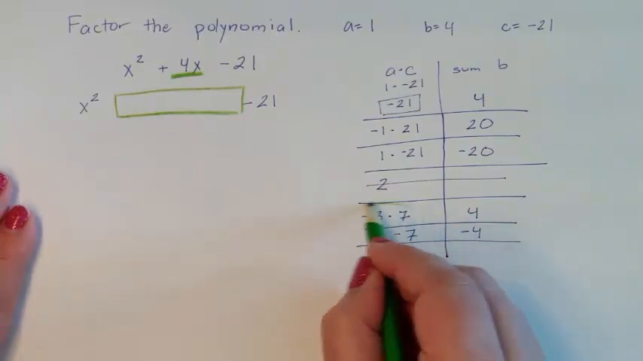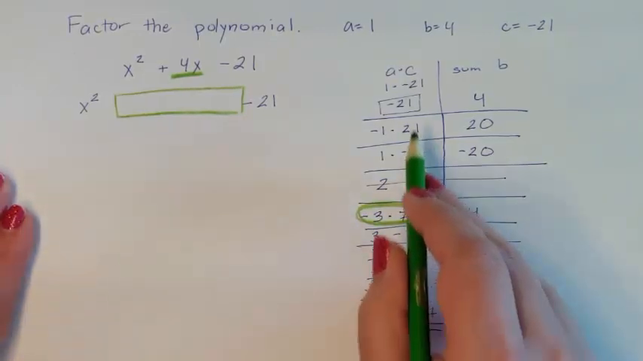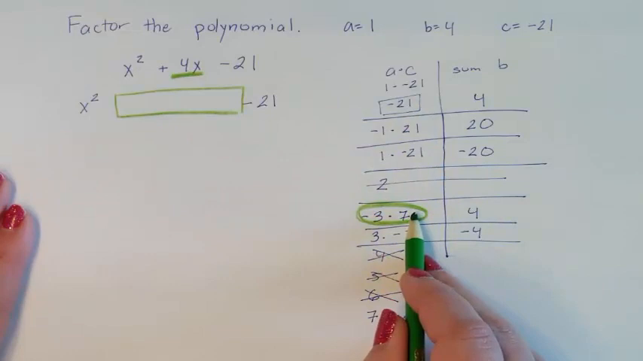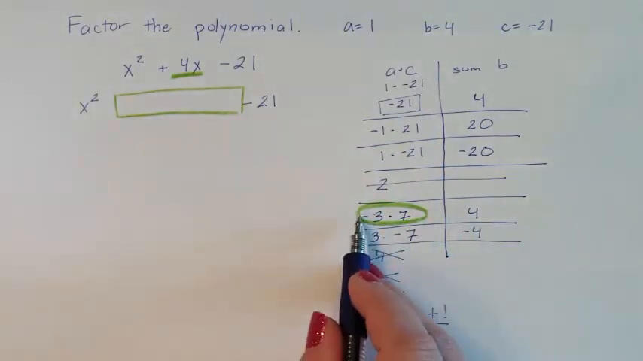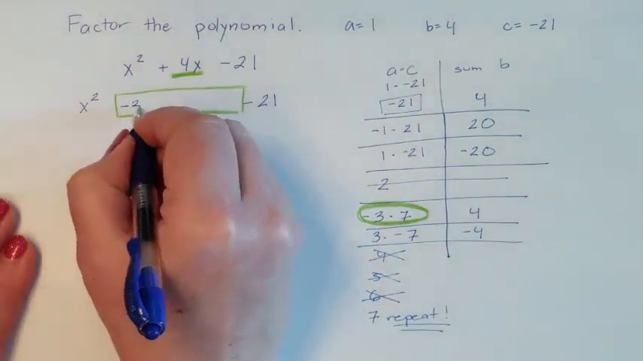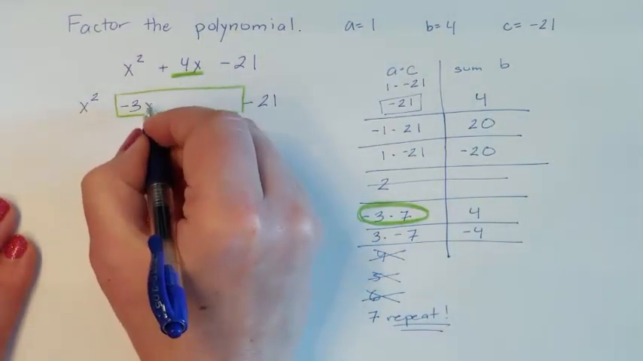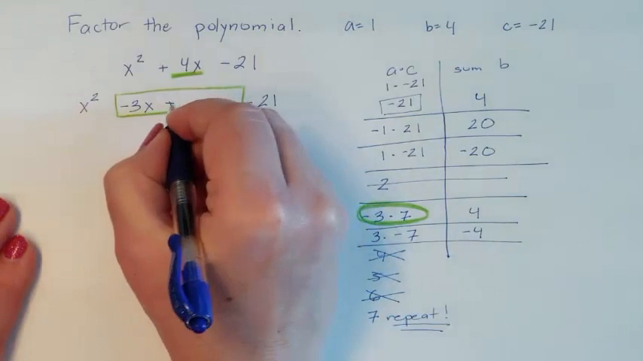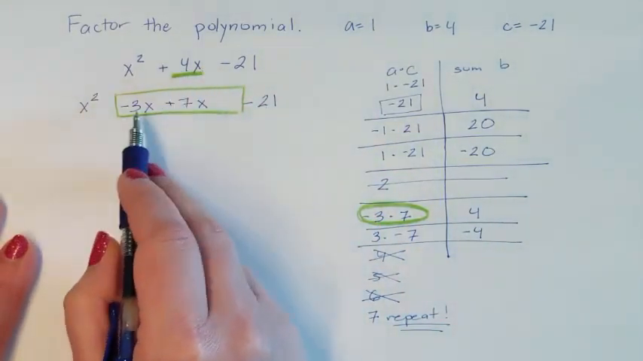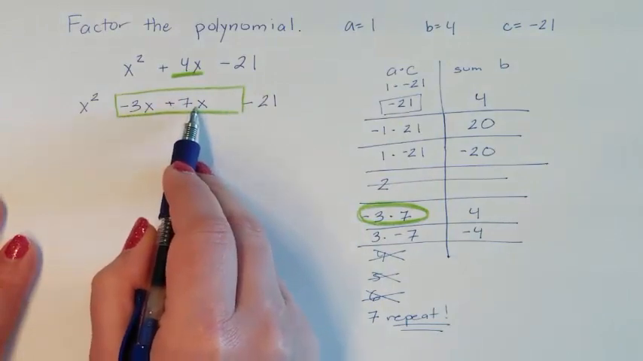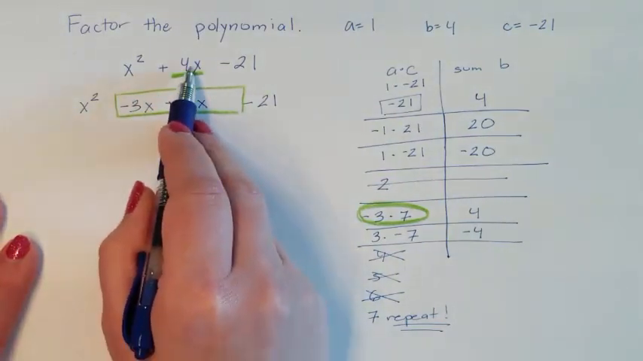Right here, negative 3 and 7 both multiplied to give me negative 21 and added to give me the 4 that I actually needed. So here is my negative 3, and since they were x's, there's an x there. That's a positive 7, and since they were x's, there's an x there. So I split 4x into a minus 3x plus 7x. Notice how this simplifies to 4x.